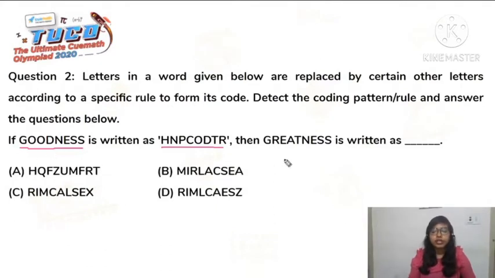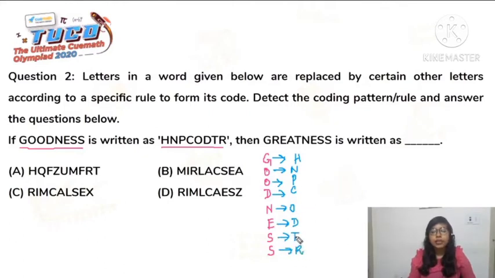So if you see goodness, so let me write it down. Goodness. Okay, and let me write down the coding. So G is coded as H, O is coded as N, and then we have O is coded as P, and then D is coded as C, and N is coded as O again. E is coded as D, S is coded as T, and S is coded as R.